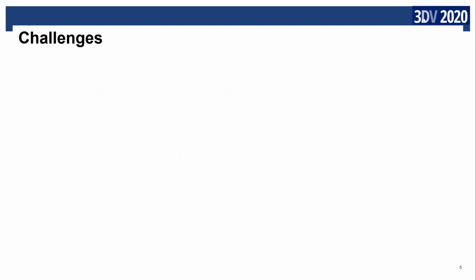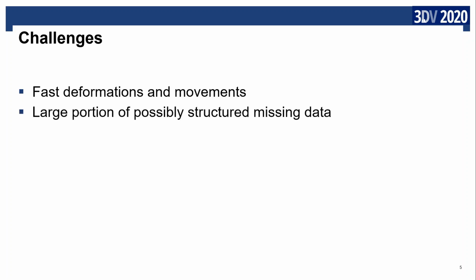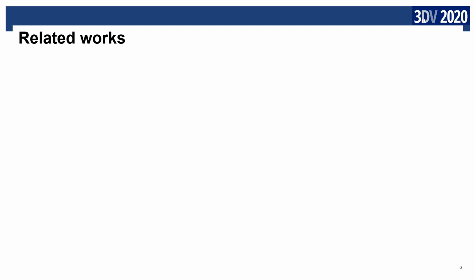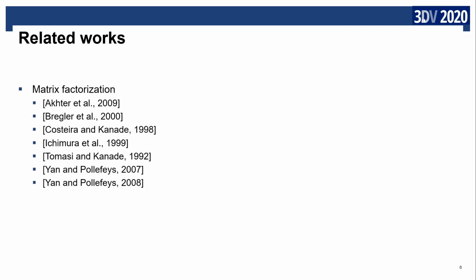There are several challenges. First, animations can be in a state of fast deformations and movements. Second, it can have a large portion of missing data, for example, parts not facing the camera, in which case missing data will be structured. Challenging fast movements suggests that the problem can be solved only as a global optimization, which lays additional obstacle when it comes to practical implementation that does not computationally explode with the number of point tracks and the growing length of the animation.